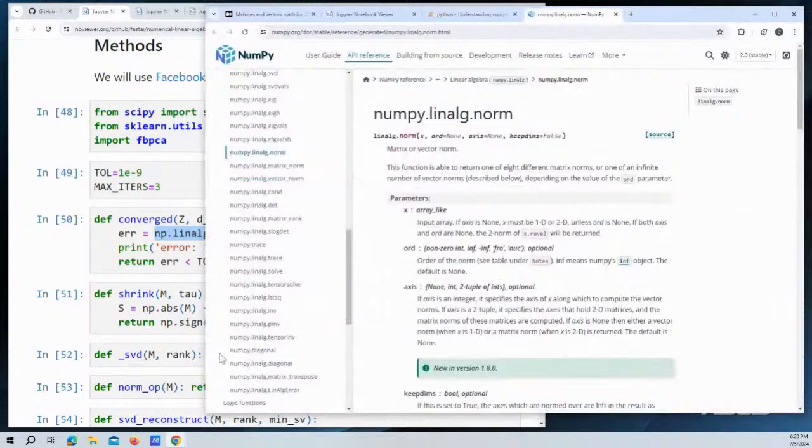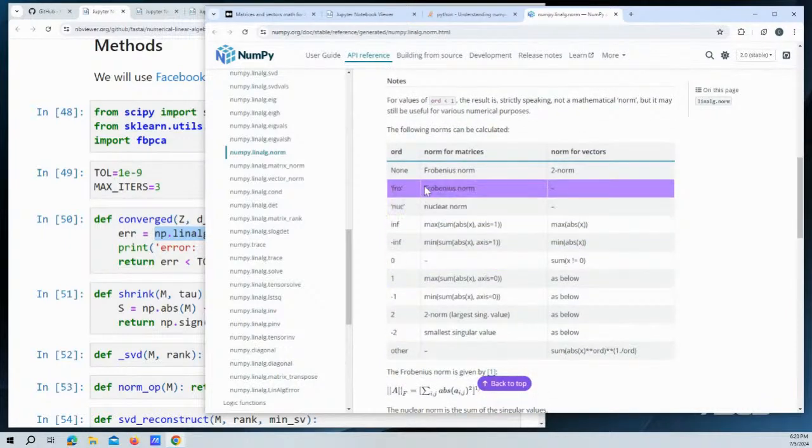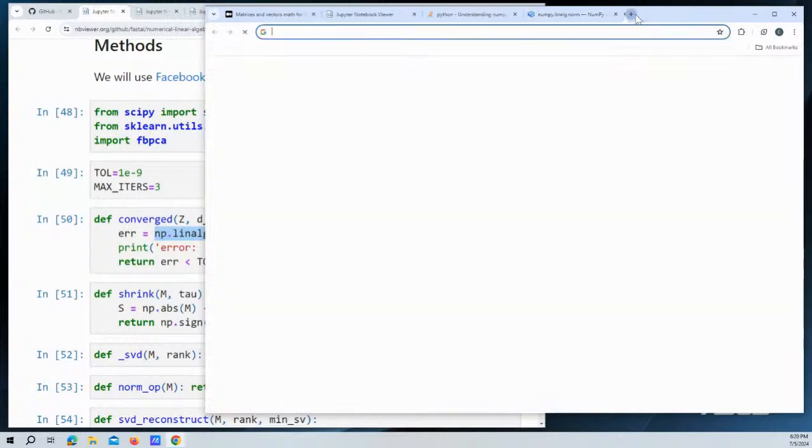Let's see. The function is able to return one of the 8 different methods with infinite. So this is the order of the norm. See table under notes. So we're doing Fro. So we're getting the Frobenius norm. So what is the Frobenius norm?